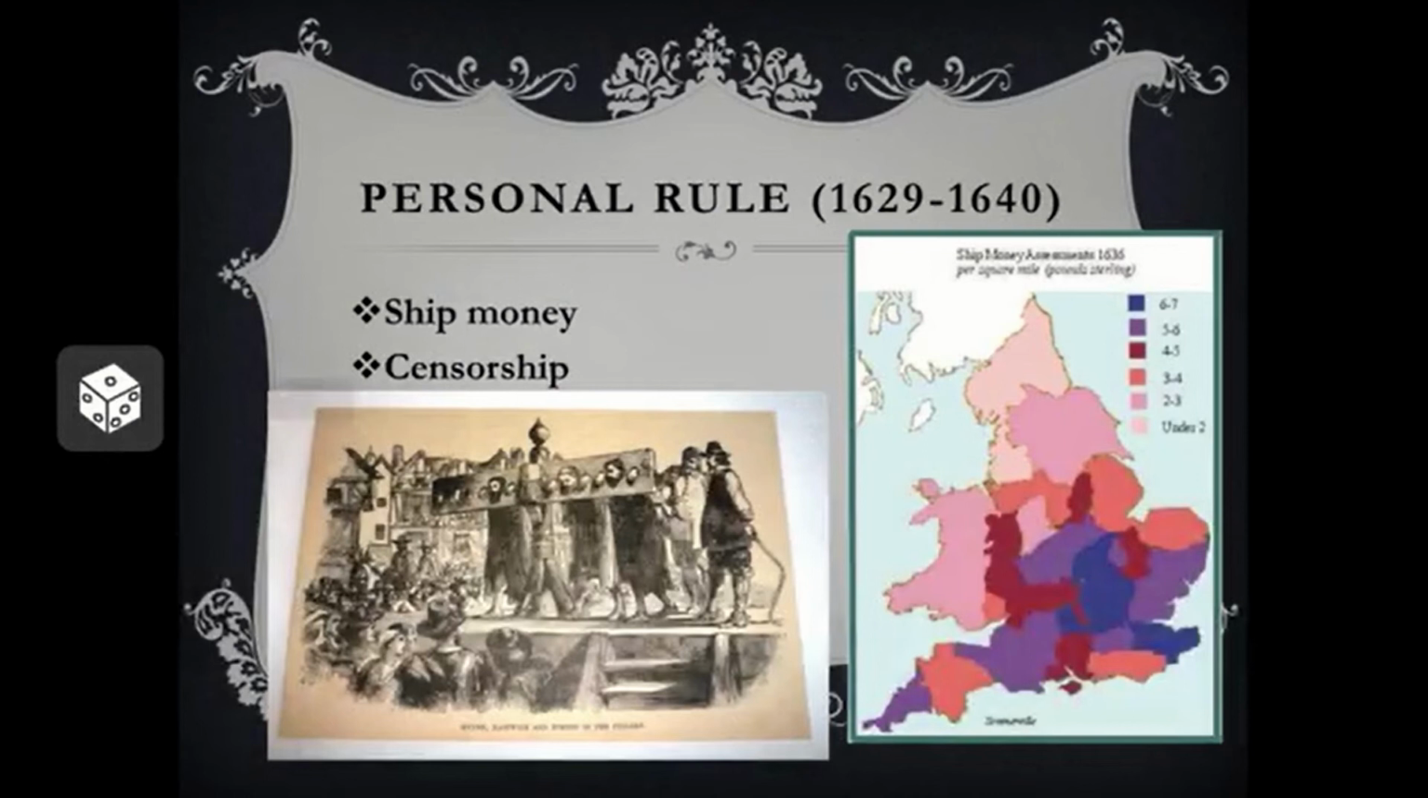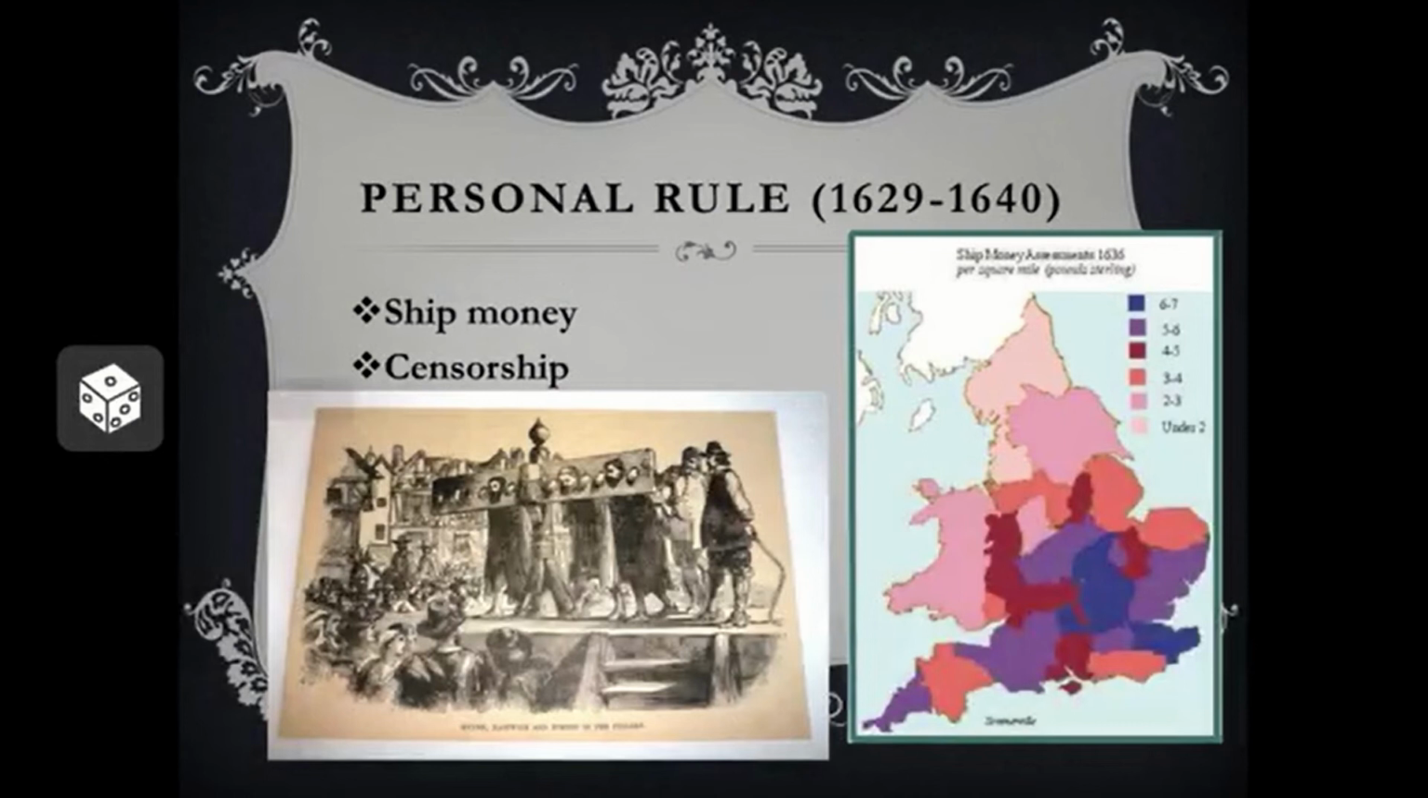Well, he decides, I'm going to expand that. I can't start a new tax, but I can expand an existing one. So he starts raising money for the ship tax to protect the border from every town in England, even ones that aren't on the border.